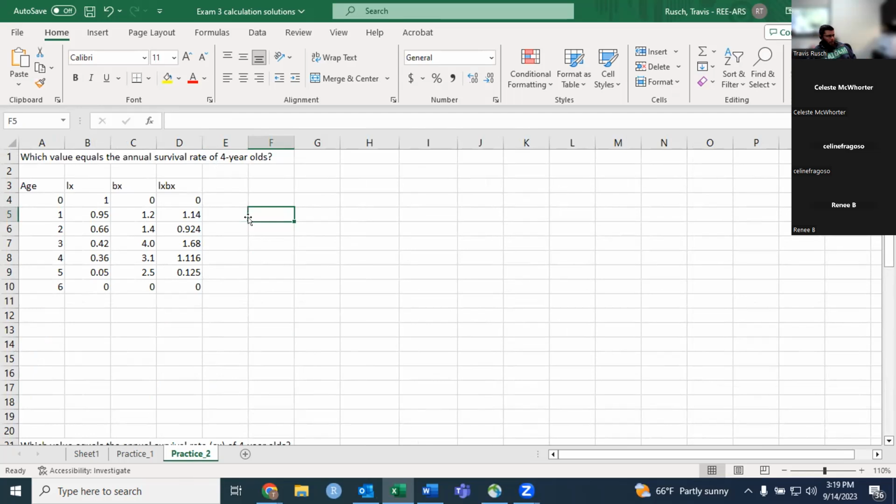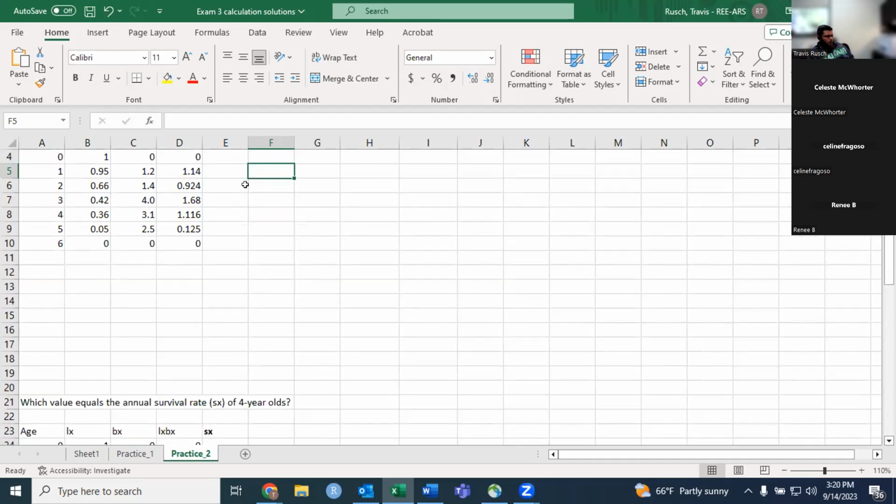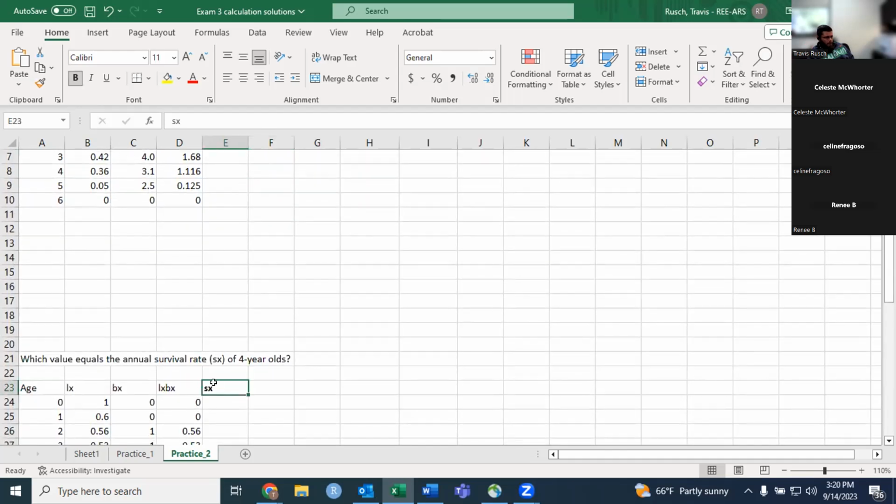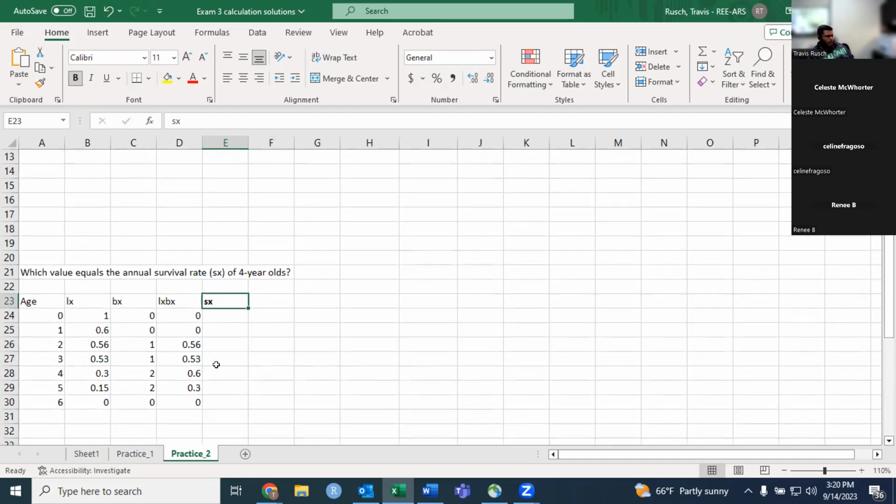So this one says, which value equals the annual survival rate of 4-year-olds? And they give us age, L of X, B of X, and L of X times B of X, right? So we're given these columns, but it asks for survival rate. Is that one of these columns or is it missing? It's missing. Yeah, right? So we know that they're asking for S of X, right? Because that's survival rate. How do we solve for S of X now, given this information? Do we know what the value is for S of X at age 0?